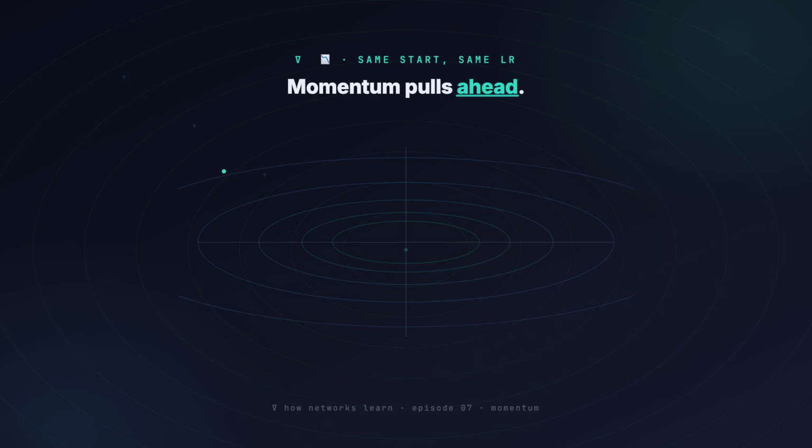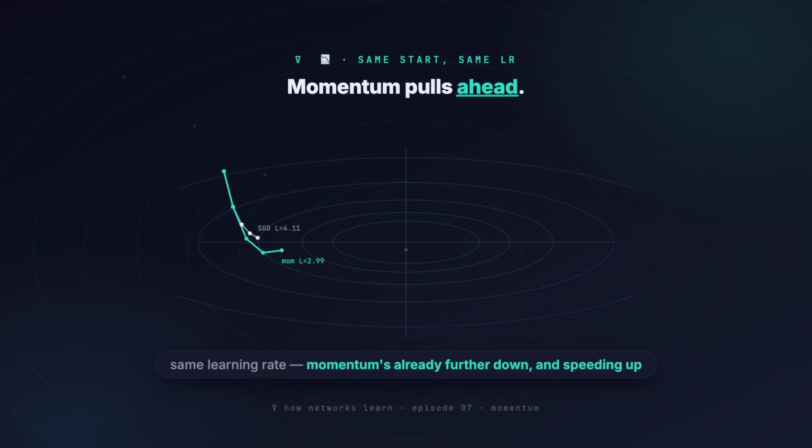Watch them race from the same start. Plain SGD at LR 0.05 after 4 steps is still up at W1 of 2.85, loss 4.11, barely moved. Momentum at the same LR is already at W1 of 2.39, loss 2.99, and accelerating. Its W2 wobble has collapsed to almost nothing, while plain SGD's W2 is still limping down by halves. The gap widens every step. By the time both reach the basin, plain SGD has spent 78 steps and momentum 29.